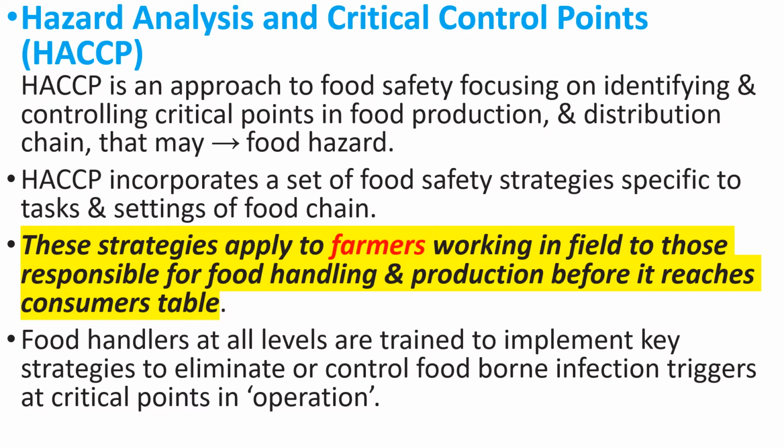Hazard analysis and critical control point is an approach to food safety focusing on identifying and controlling critical points in the food production and distribution chain that may lead to food hazard. HACCP incorporates a set of food safety strategies specific to tasks and settings of the food chain. These strategies apply to farmers working in the field, and to those responsible for food handling and production before it reaches the consumer's table. Food handlers at all levels are trained to implement key strategies to eliminate or control foodborne infection triggers at critical points in operation.